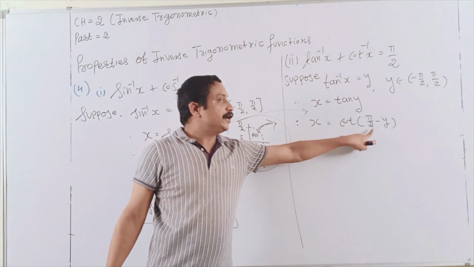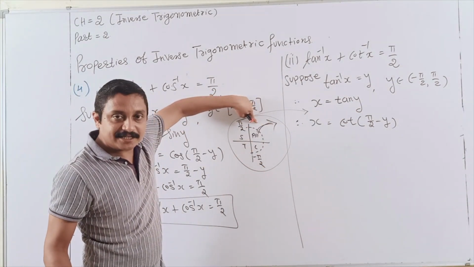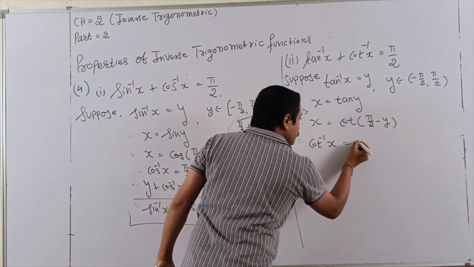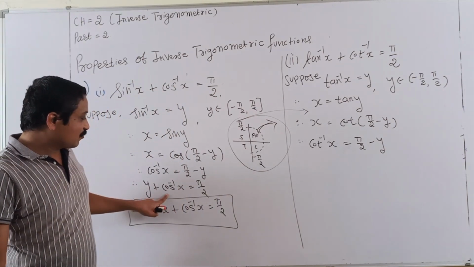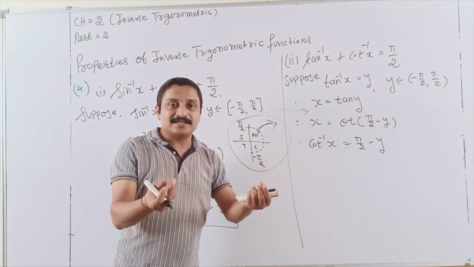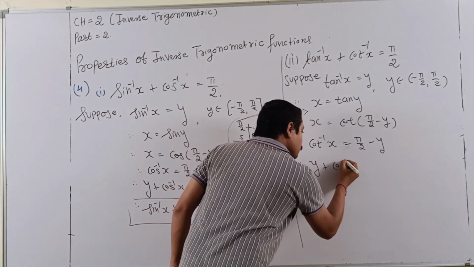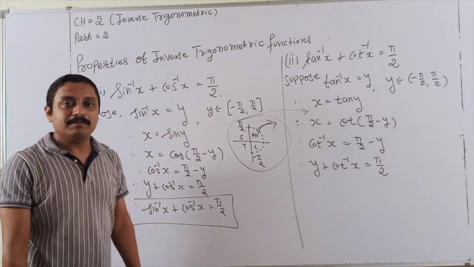Okay, so cot(90 minus y) becomes tan y, positive, because I go into the positive case, all STCY. So cot inverse x is only pi by 2 minus y. Students, this proof and that proof are totally the same. It means y plus cot inverse x is equal to pi by 2.